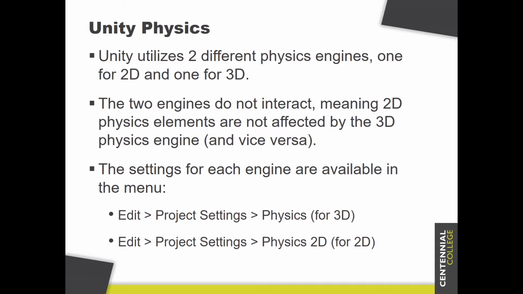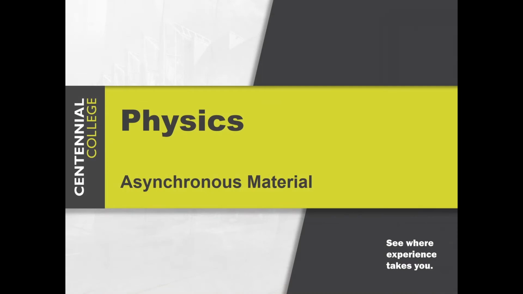So there are two very separate engines, and for that reason, they have two very separate project settings as far as the physics are concerned. If you want to take a look at your Unity physics engine properties, you can do it under Edit, Project Settings, Physics for the 3D engine, and Edit, Project Settings, Physics 2D for the 2D physics engine settings. So let's move on to physics, or we're going to in a minute, actually.